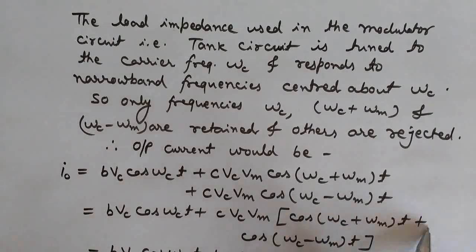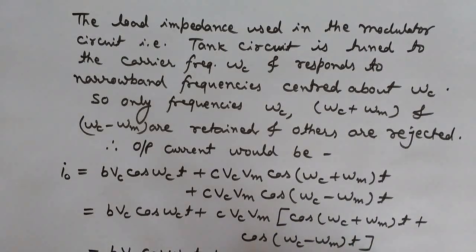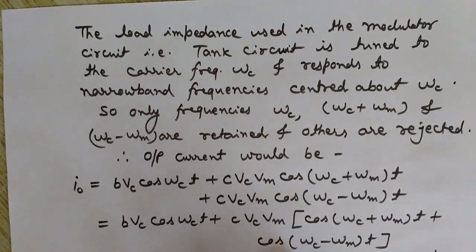Cos of a plus b plus cos of a minus b is nothing but 2 cos a cos b. We have seen it earlier. So using this, cos (a plus b) plus cos (a minus b) is 2 cos a cos b, and the CVCVM part is the same.